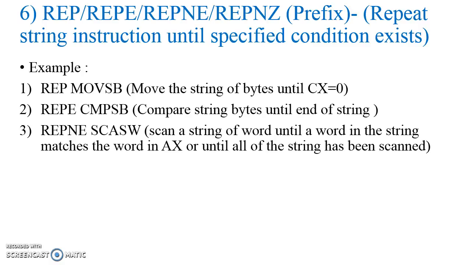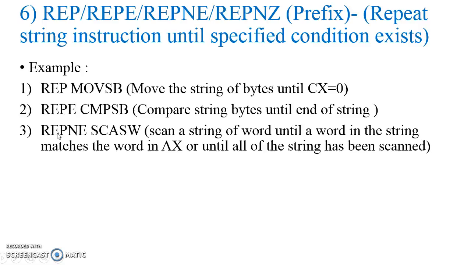These are the examples. The first example is REP MOVSB, that is, move the string of bytes until the counter register CX is equal to 0. That means it repeats the MOVSB instruction until CX is equal to 0. Similarly, the second example is REPE CMPSB, compare string of bytes. That is, it compares the string of bytes until the end of the string.